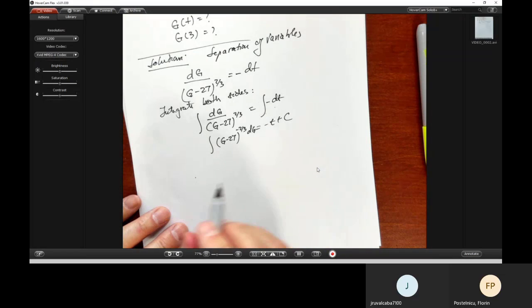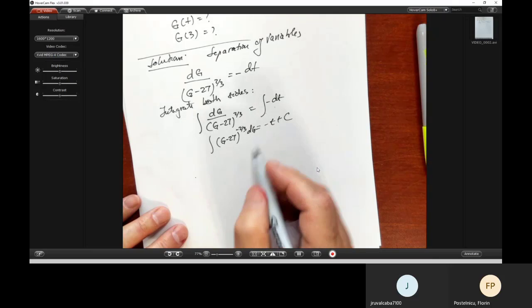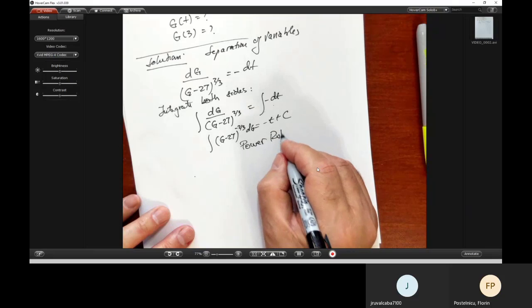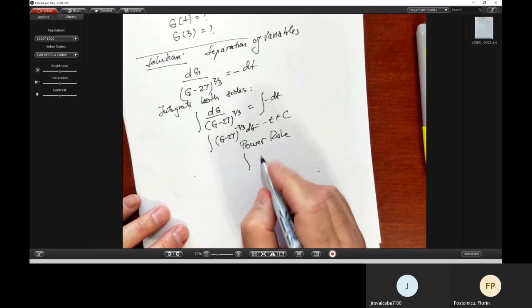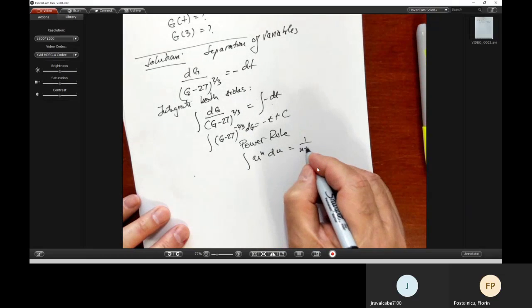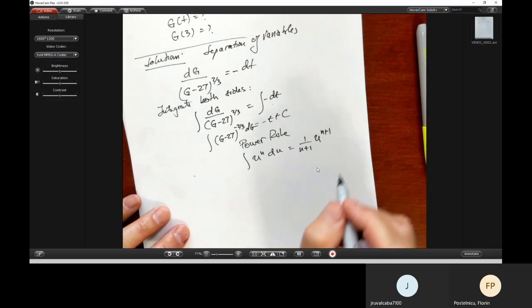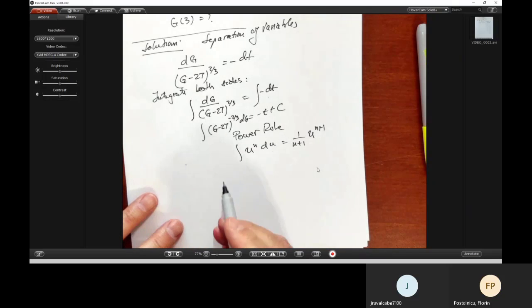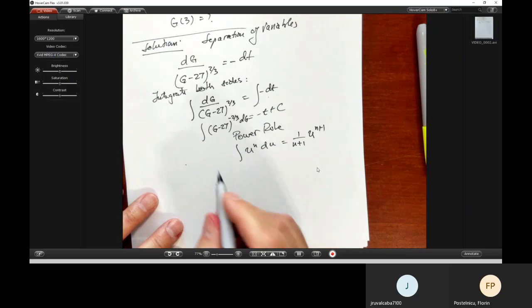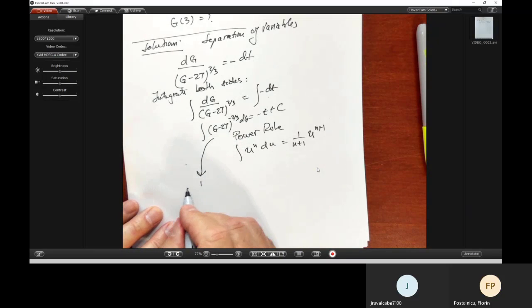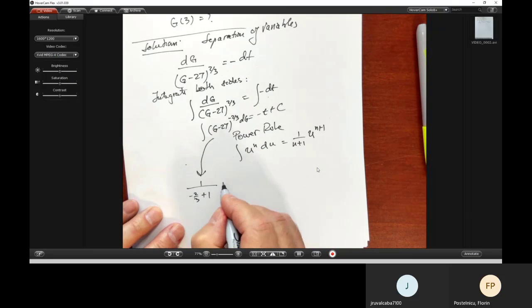So let's remember the power rule. Integral of u raised to n du is 1 over n plus 1 times u raised to n plus 1. Remember, I didn't put a c right there, another constant, because I added it on the right side. So it doesn't matter. I'm going to write down now what I will get. n is negative 2/3. I'll get 1 over negative 2/3 plus 1 times g minus 27 at negative 2/3 plus 1 gives me 1/3. And that's equal with negative t plus c.